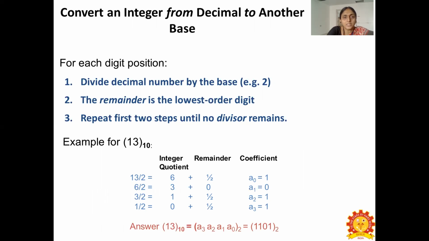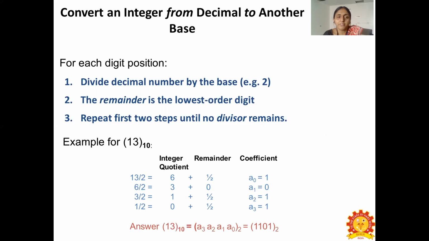Hexadecimal to decimal, decimal to another base. Okay, so first we will begin this conversion from decimal to another base, like any base you want. For each digit position, we have to divide the decimal number by the base. If you are going to convert to binary, you have to divide by base 2.